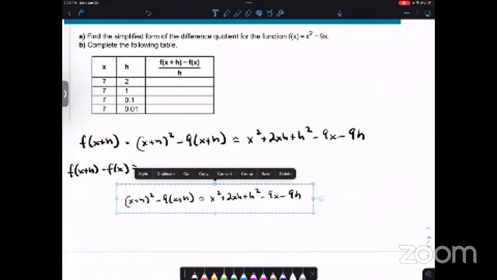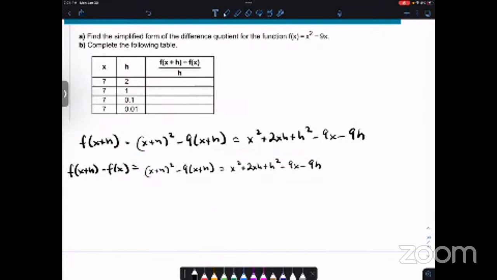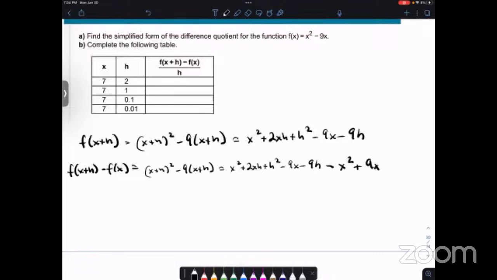We're going to subtract f of x. So we need to distribute a negative into f of x. So I'm going to say minus x squared plus 9x. Again, because I said minus f of x, I distributed my negative into f of x, okay?